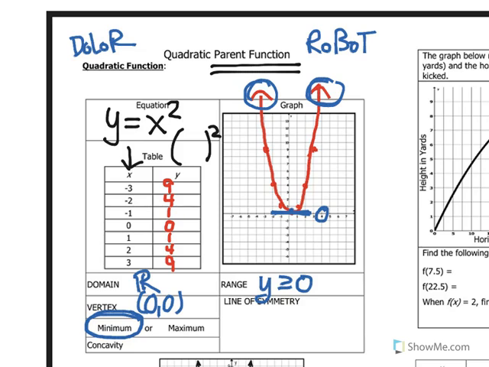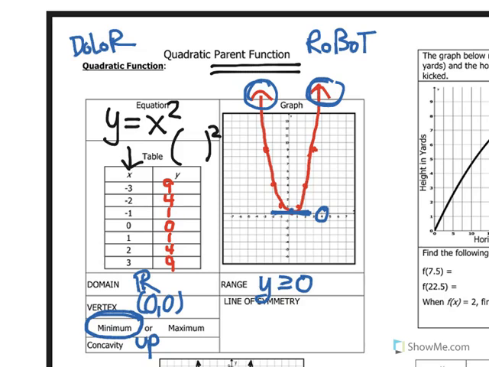Concavity refers to this open area inside, and it's asking, is the graph opening upwards or is it opening downwards? Well, no, it's not opening downwards, because if we went down, we get stopped at the bottom. So the concavity of this graph is up, or upwards.